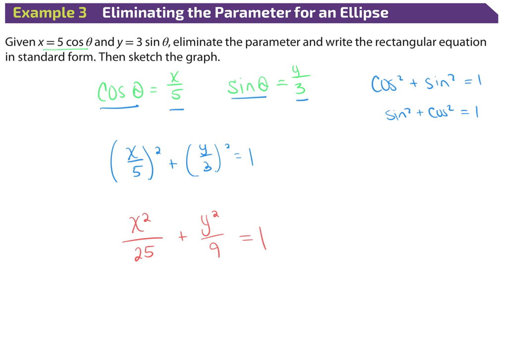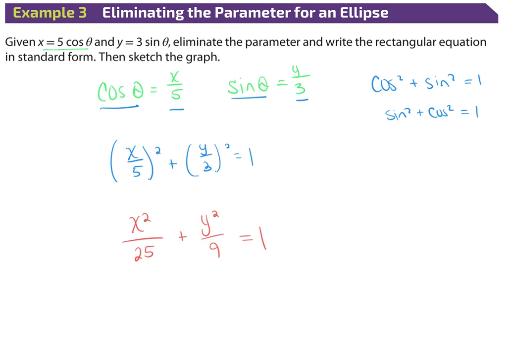When you have the x squared and the y squared and they're added together, it's an ellipse, which is what they're asking for, right? They're asking for an ellipse. And if I were to graph this, this would be an ellipse. It would be elongated which direction? Horizontally or vertically? Horizontally.